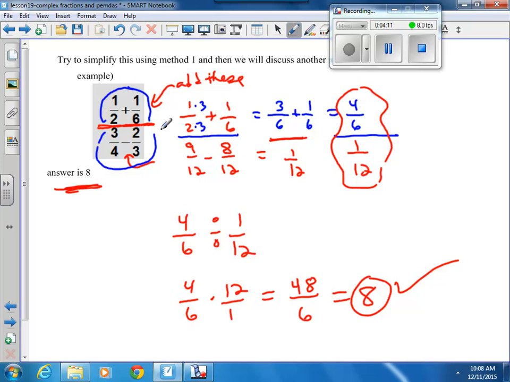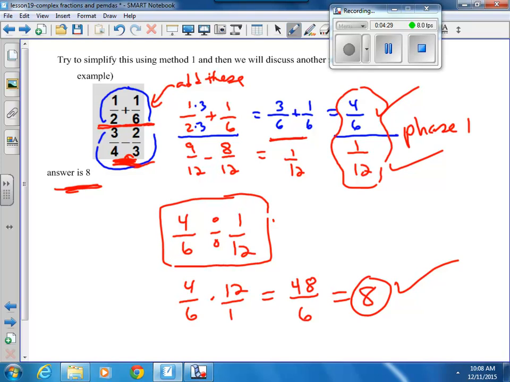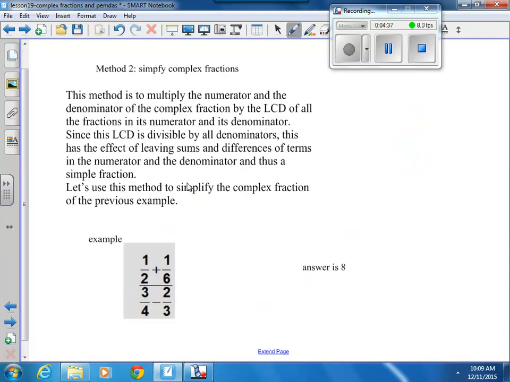So again, one way of dealing with this is to find the LCD for the top two fractions, add them, get a result. Find the LCD for the bottom two fractions, subtract them, get a result, and then turn it into a division problem. So this is phase 1, this is phase 2. Okay? Now me personally, that's way too much work. Maybe there's an easier way, and I'd really like to sell you on that.